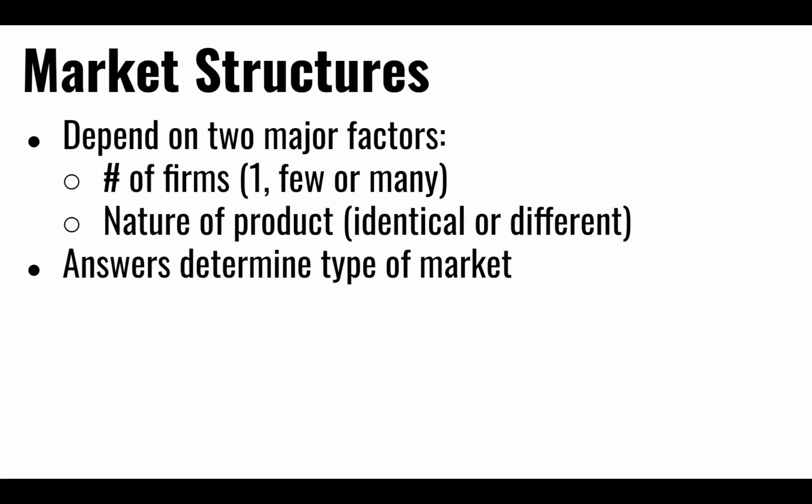So when we're talking about market structures, the type of market structure we have is dependent on two different variables. One is the number of firms that exist in the market, and the second is the nature of the product itself. Is the product identical in nature across all companies, or are the products that each company makes different in some way, either real or perceived? And the answer to those two questions determines what type of market we're looking at.